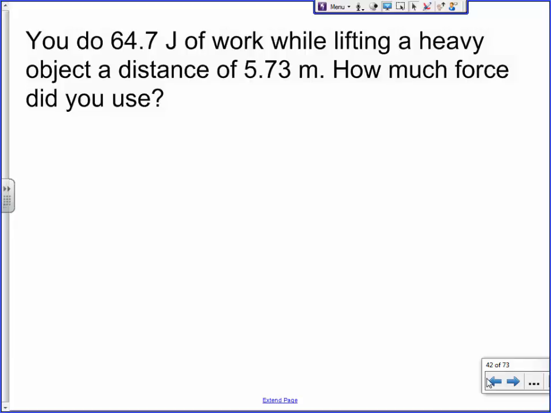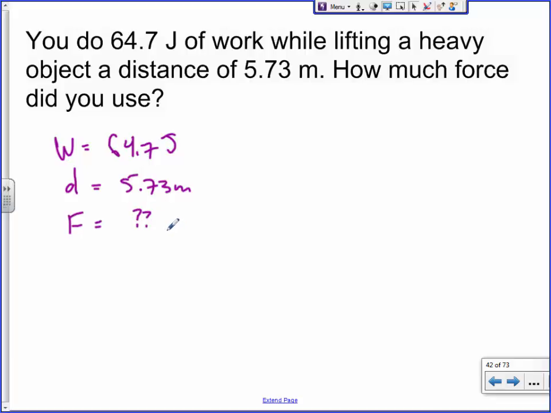You did 64.7 joules of work. You lifted a heavy object at a distance of 5.73 meters. So that we can algebra this thing and find out how much force there was. I know this may be a little bit redundant to do this for such an easy question, but sometimes I might say, well, okay, I know my work value. I did 64.7 joules of it. I know that my distance that I traveled was 5.73 meters. We are looking for force.